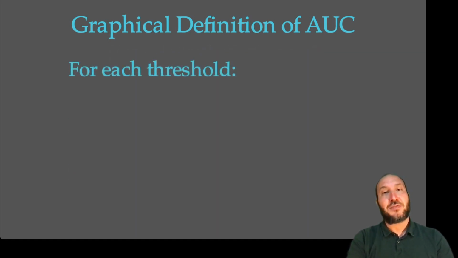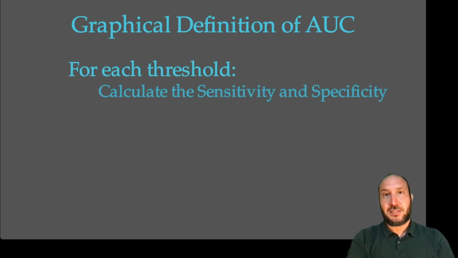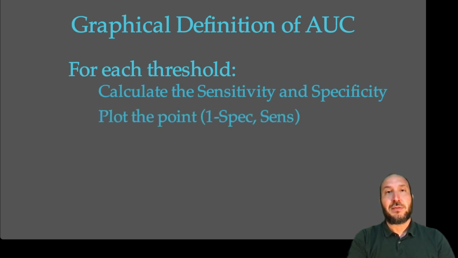Well, the idea is that for each possible threshold, we're going to calculate the sensitivity and specificity values. And then we're going to plot the point with 1 minus specificity on the x-axis and sensitivity on the y-axis. Now, you might also see this referred to as the false positive rate and the true positive rate.